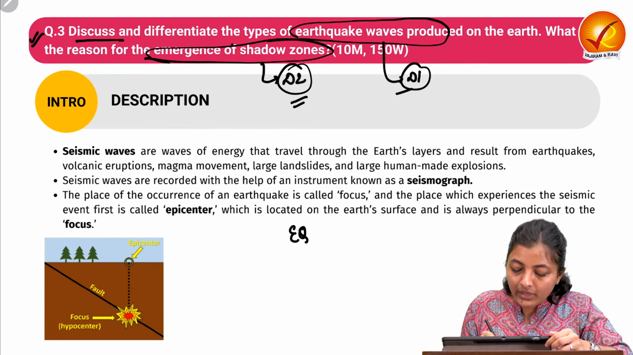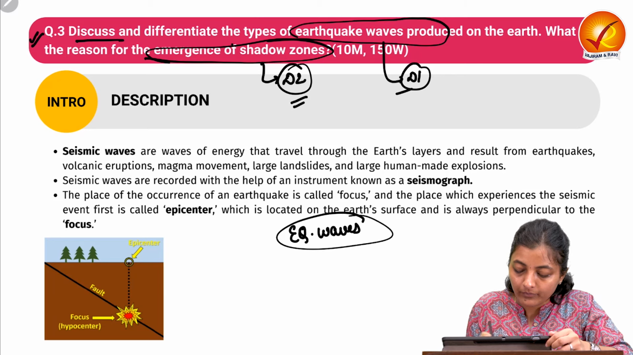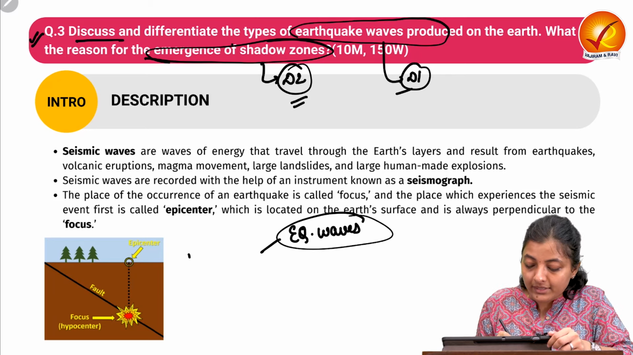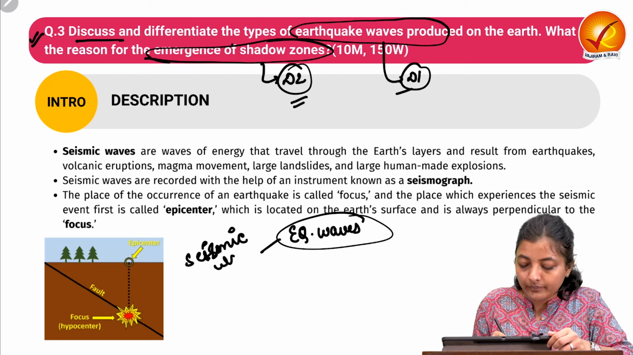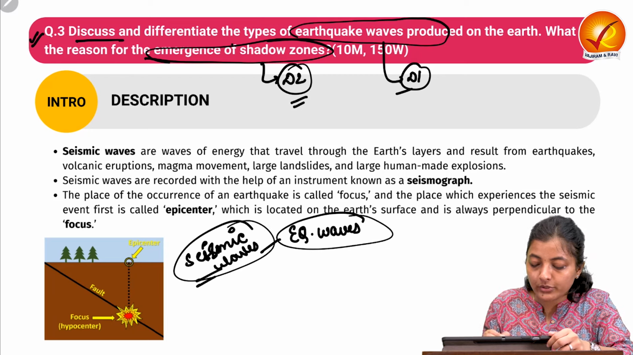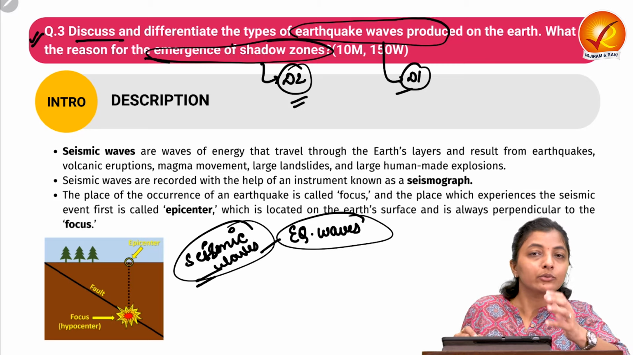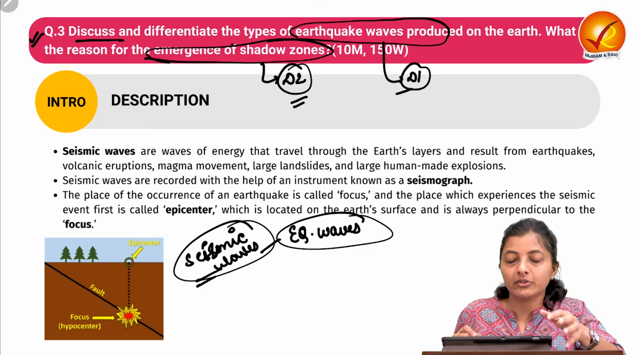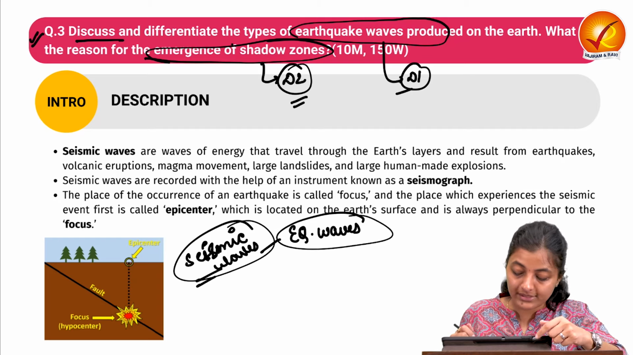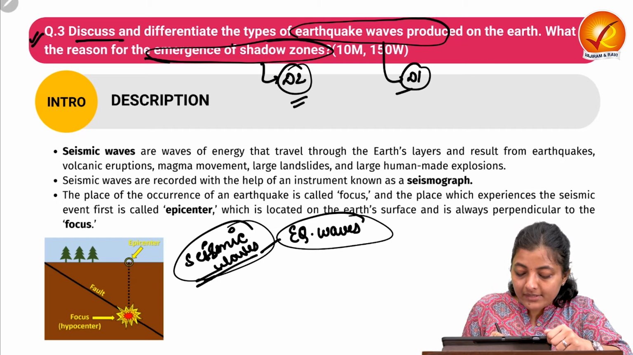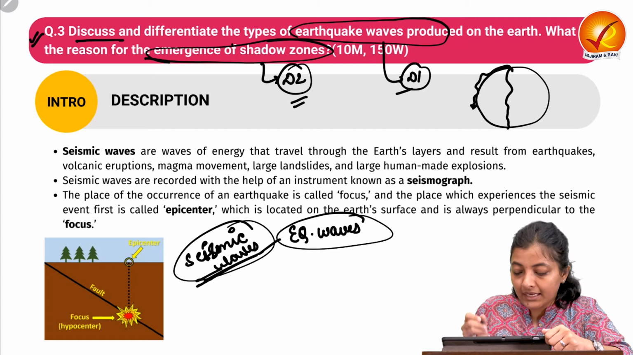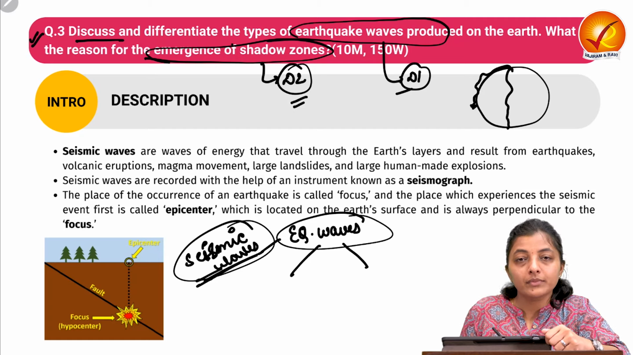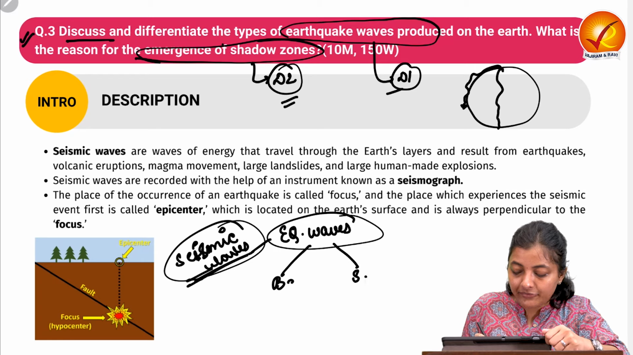So earthquake waves, or you can say seismic waves. So these are the waves that are produced from the earthquake. And what is earthquake? Earthquake is the release of the pent up energy from the earth's interior or the earth's crust, you can say. And these waves travel through the body of the earth and also through the surface of the earth. That is why they are divided into two, body waves and surface waves.